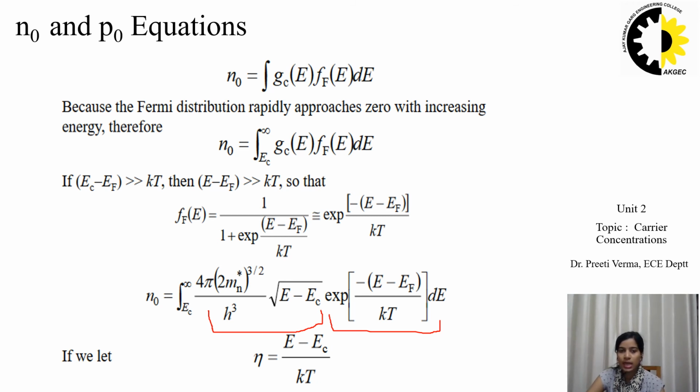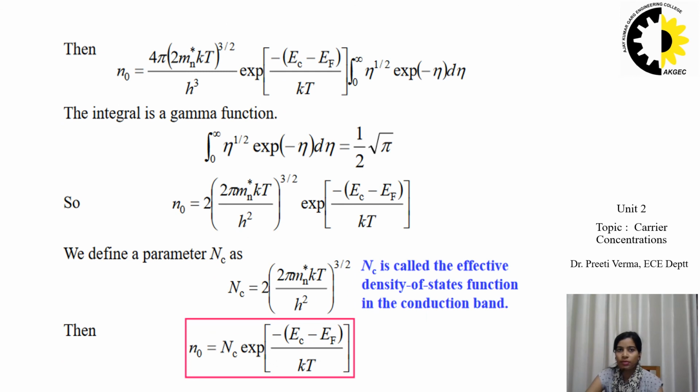So assuming that eta is equal to E minus EC by KT, just to simplify this integration, we will reach a point where N naught is equal to, taking this constant outside, exponential minus EC minus EF by KT, and integrating from 0 to infinite, eta raised to the power 1 by 2 exponential minus eta d eta. So this term is the gamma integral function. Here it is written 0 to infinite eta raised to the power 1 by 2 exponential minus eta d eta is equal to 1 by 2 root pi. So this complete is the gamma function that is part of this N naught.